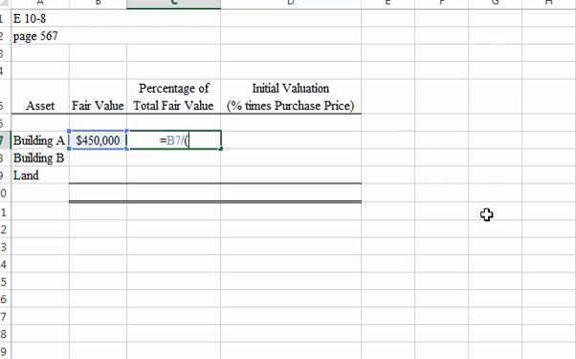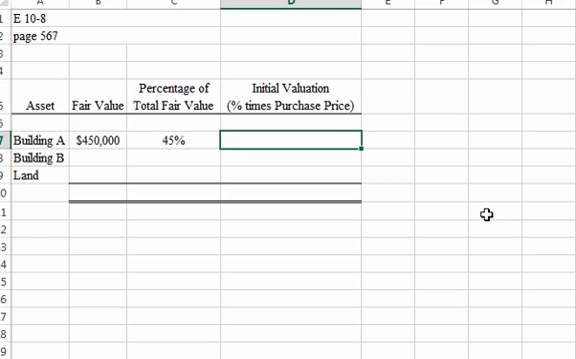It's going to be $450,000 plus $250,000 plus $300,000. Yes, that's $1 million for sure. We'll divide it out. We get 45%, right?